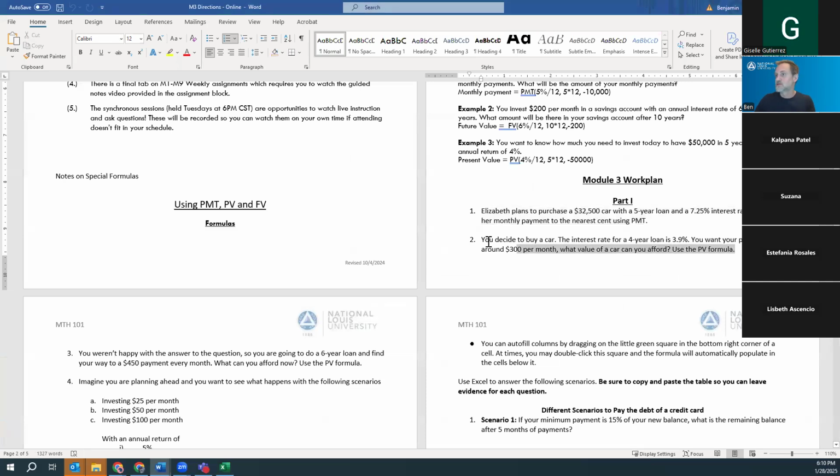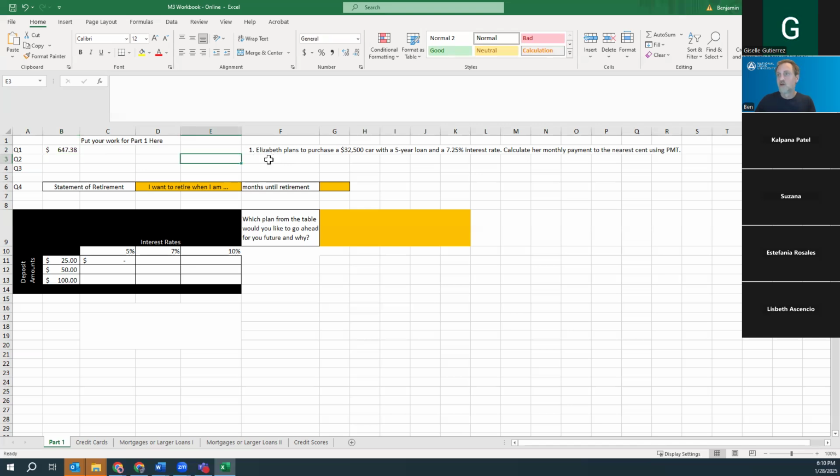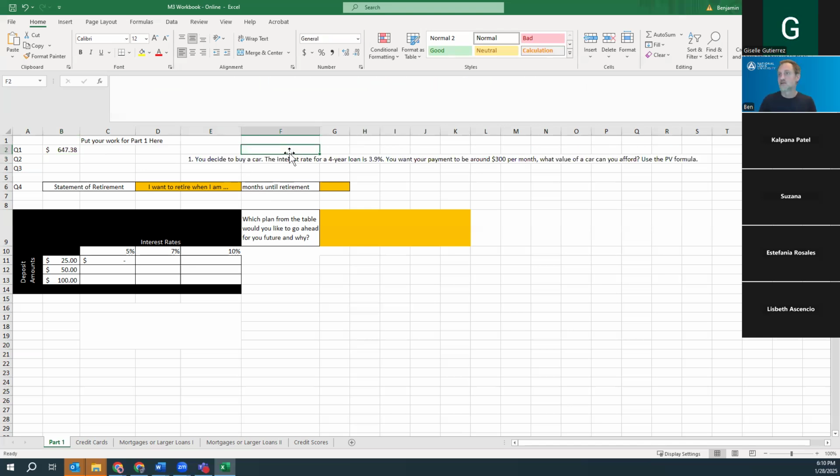I'm going to copy this, bring it over, and I'm going to delete that, so it doesn't clutter things up. All right, I'm going to buy a car, same situation. Interest rate, I got a 4-year loan this time, 3.9%. I got a better rate, and I want to pay around $300 a month. What value of a car can I afford?